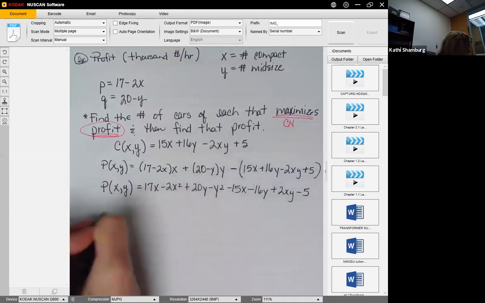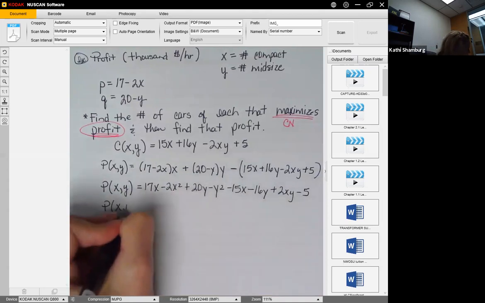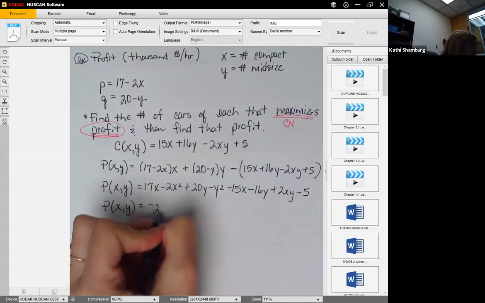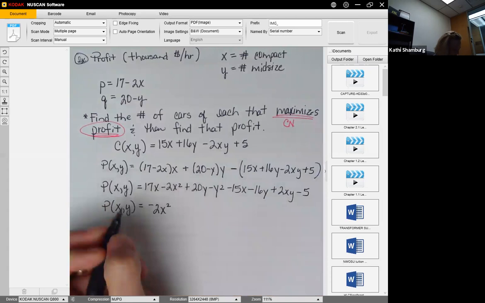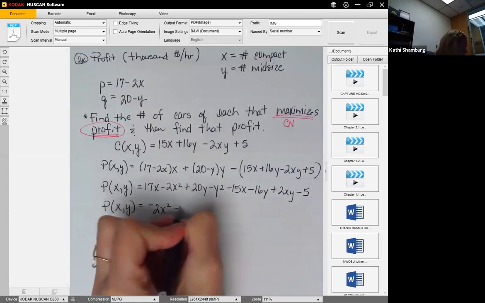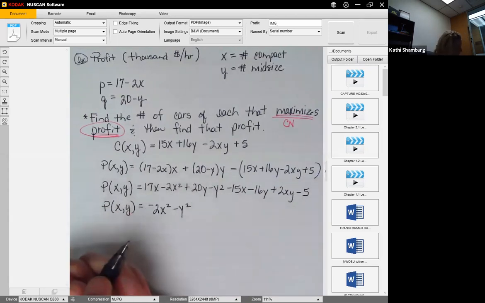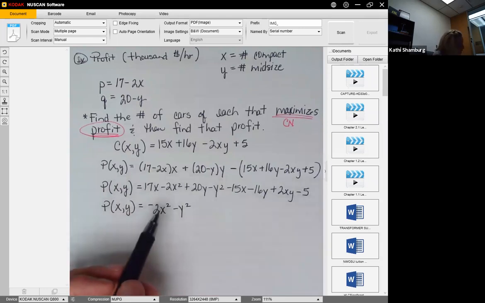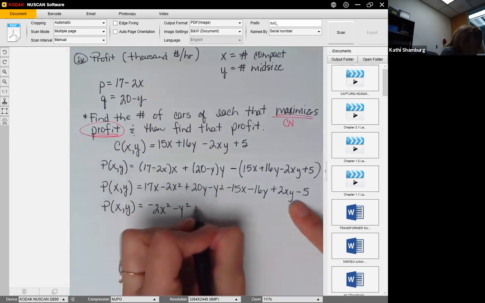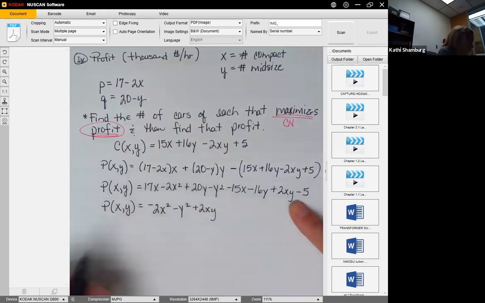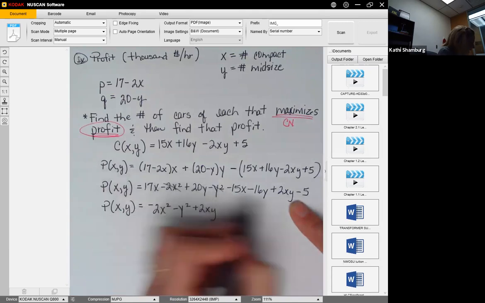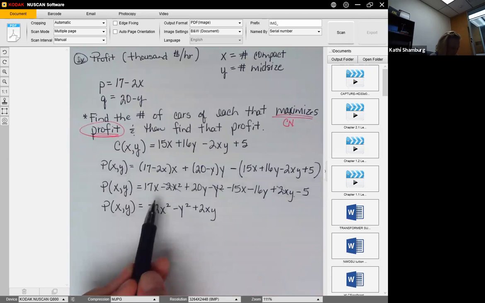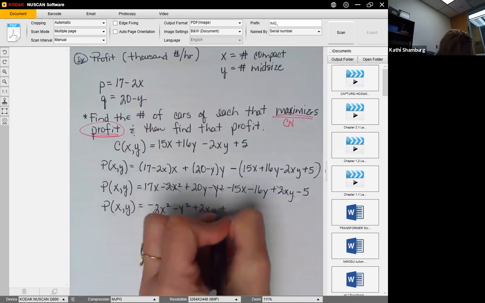Okay. All right. So just cleaning it up a little bit more. I'm going to put my squared terms first. So negative 2x squared minus y squared. And then we're going to combine, well, let's do our 2xy next, plus 2xy. So we've dealt with that, that, and that. So then 17x minus 15x, so that would give me plus 2x.